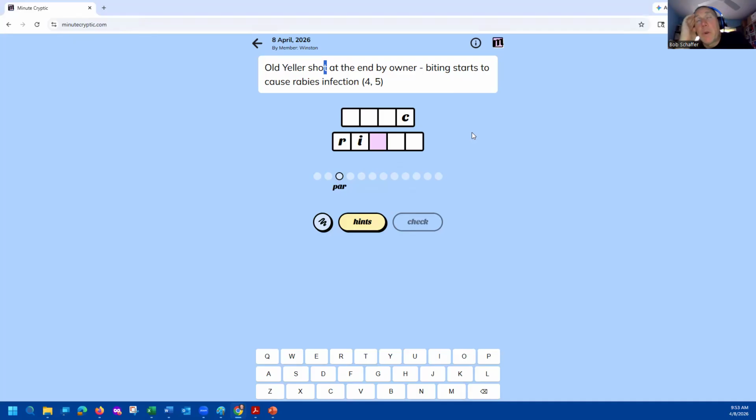Biting could mean go around. So what goes around this? How many letters can I get out of this to go around the starts of cause rabies infection?